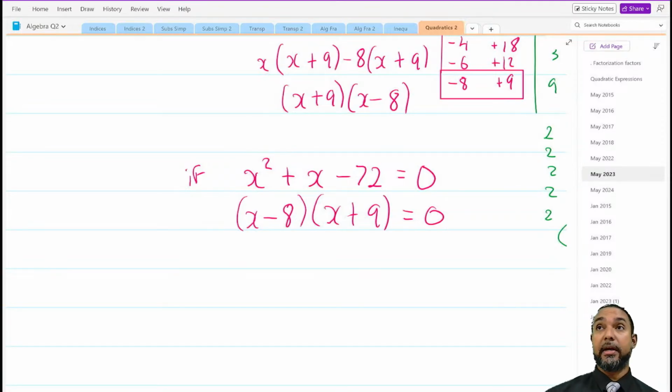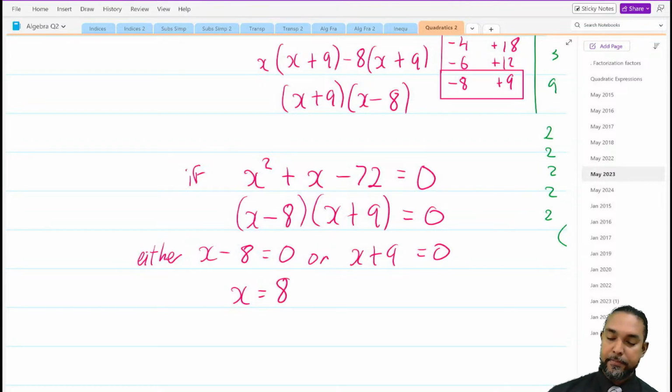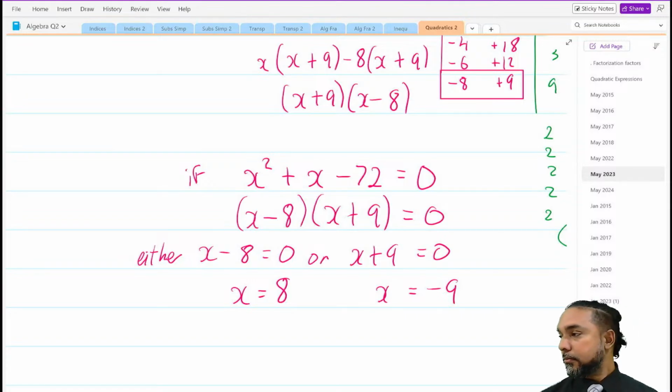The only way to multiply and get 0 as the answer is to multiply by 0, right? Because x is a variable, the value of x can change. So either x minus 8 is 0, or it's possible that the next factor, x plus 9, is 0. If either one is 0, multiplying by 0 will give us 0. If x minus 8 is 0, and you carry over the 8 and change the sign, which is not the best way to explain it, you get x equals 8. If x plus 9 is 0, x is equal to minus 9, right?